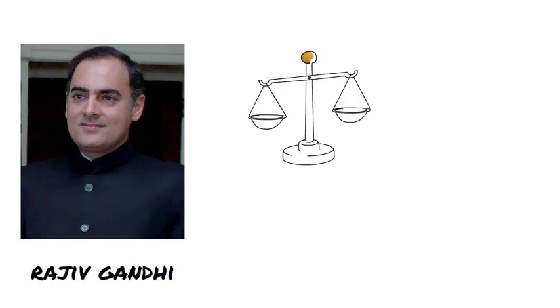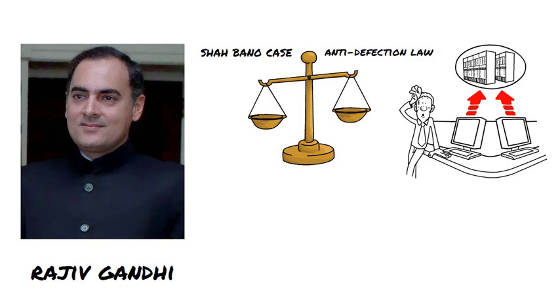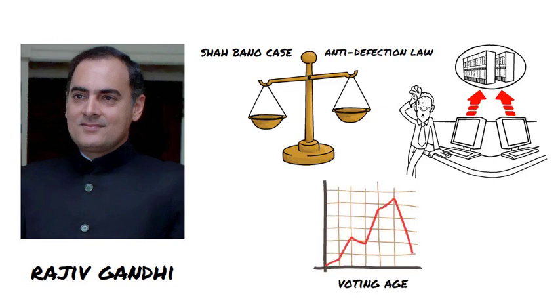6. Rajiv Gandhi. His tenure as the PM was from 1984 to 1989. His party, the Indian National Congress, had an astonishing 414 seats out of 543 in the parliament, following which he was sworn in as the youngest Prime Minister of India at the age of 40. He nullified the Supreme Court's judgment in the Shahbano case, passed the anti-defection law, ushered the IT revolution in India, and lowered the voting age from 21 to 18.